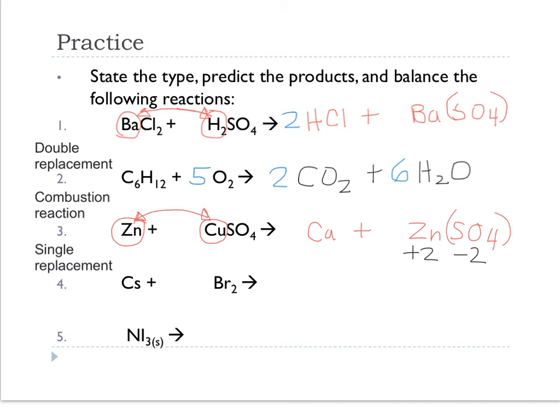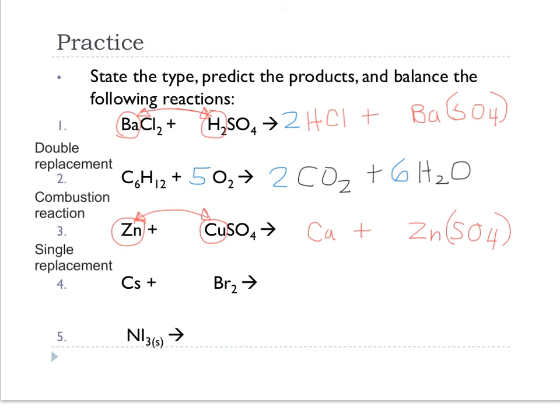So this actually also turns out to be fairly easy. Minus 2 and plus 2 gives us a total charge of 0, so we just need 1 zinc and 1 sulfate. Finally, we've got our formulas. Last step is to balance, but this is actually already balanced. 1, 1, 1, 1. So we're done with this problem. Moving on to question 4.